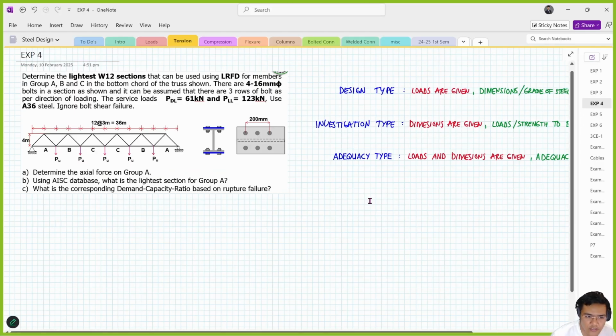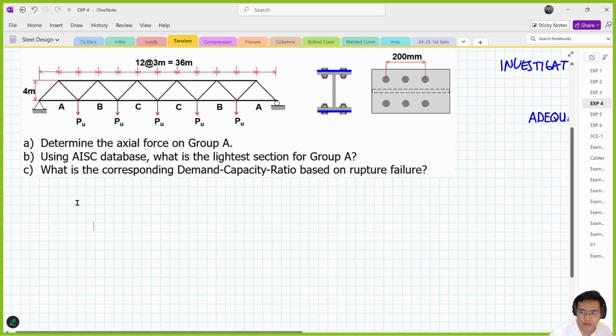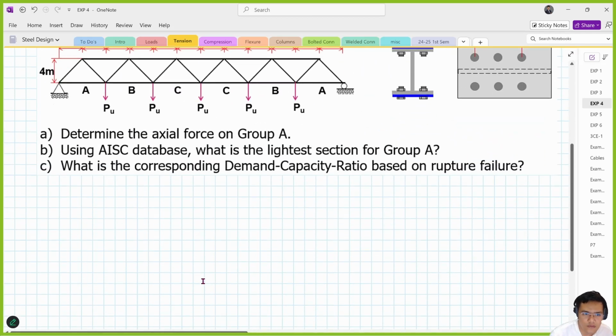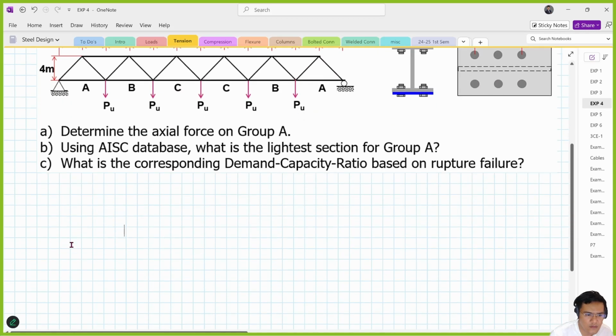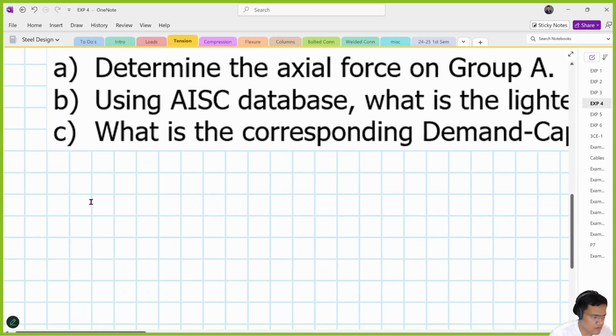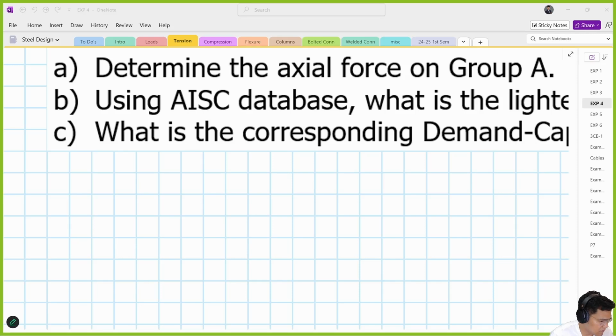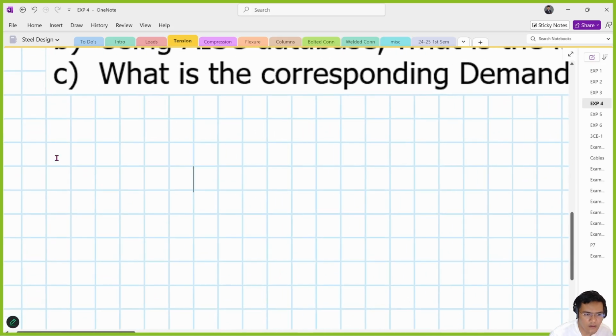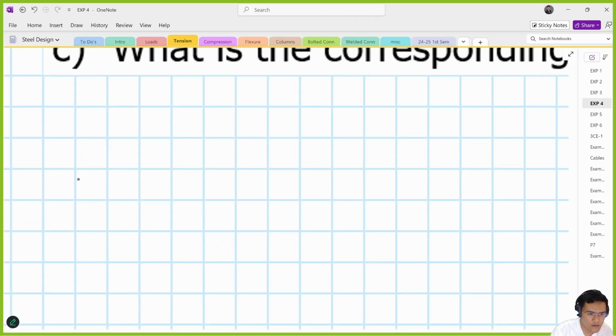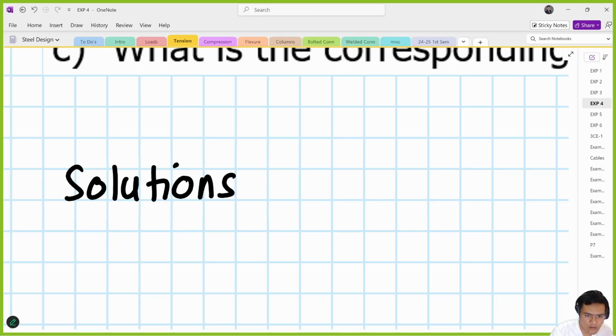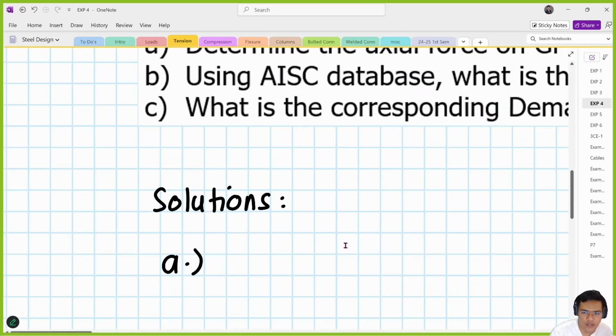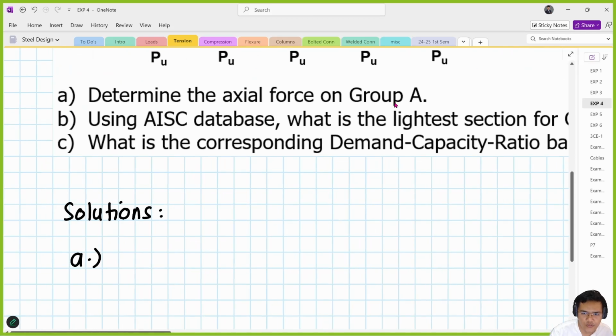Sana may tutulong in terms of calculation para mabilis tayo. Okay, number one, we need to calculate daw yung internal force and or actual force on group A.